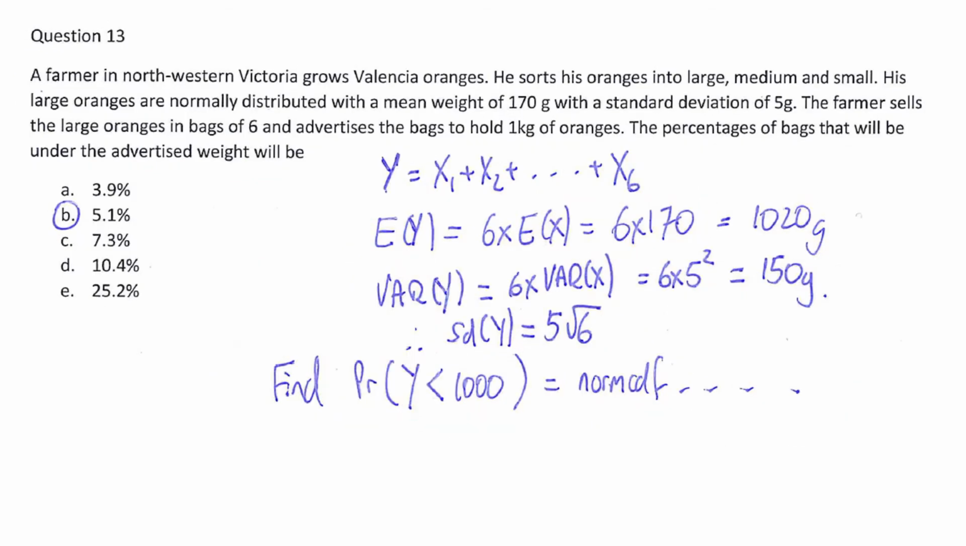All right, question 13. A farmer in northwestern Victoria grows Valencia oranges. He sorts his oranges into large, medium, and small. His large oranges are normally distributed. Mean weight, 170 grams. Standard deviation of 5 grams. Now the farmer sells these large oranges in bags of 6, and he tells the general public that they're buying 1 kilo of oranges. What percentage of bags will be underweight, under the advertised weight of 1 kilogram? Or, of course, because we're dealing with grams, under 1,000 grams.